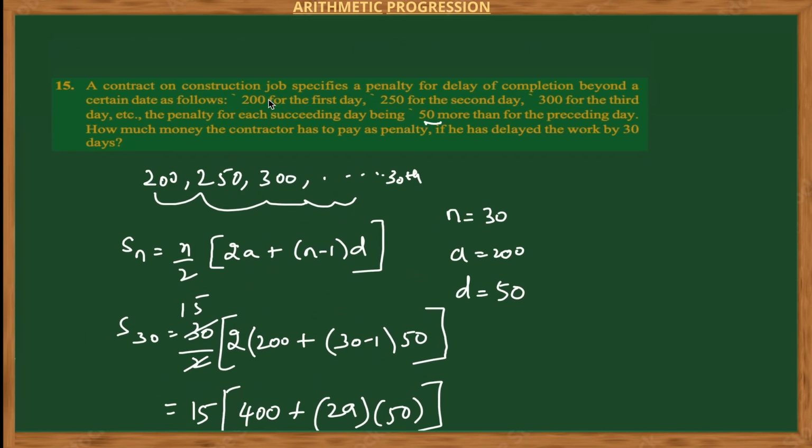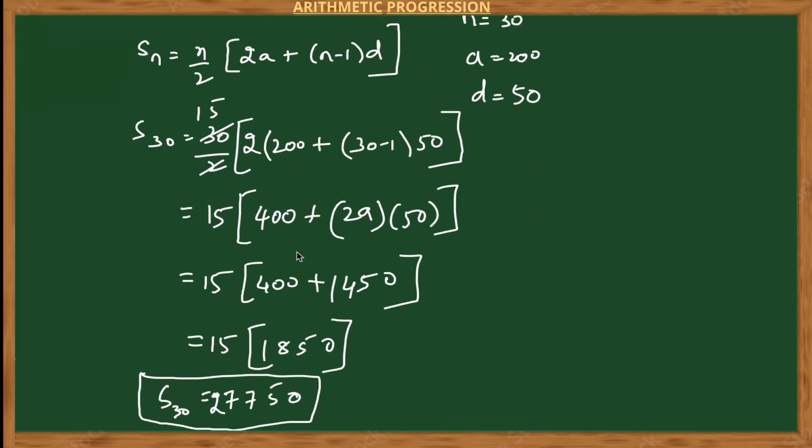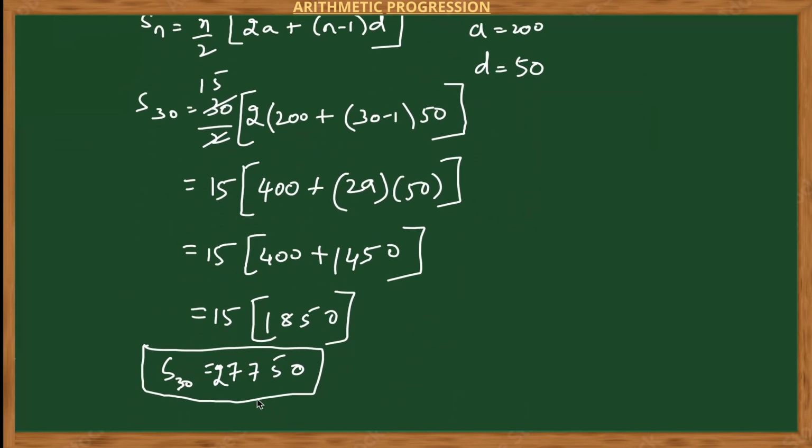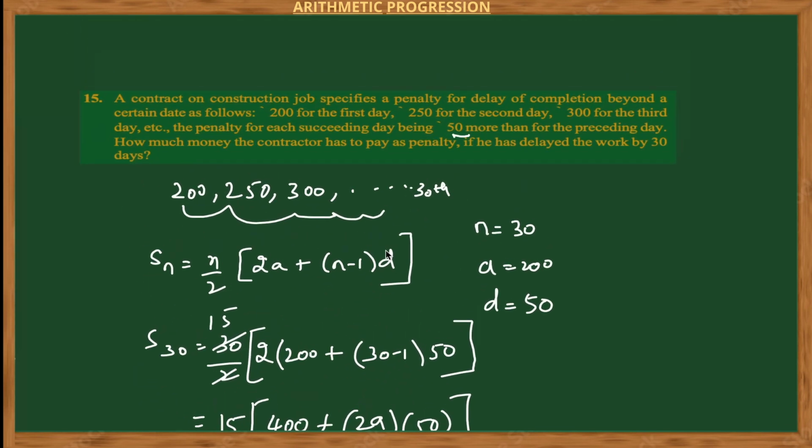So here, by reading this, we know that this is going to form a sequence of 200, and every time there's a 50 increment for the penalty. So we need to see what value it will come on the 30th day. That means for 1 month, if they delay, this is the value they need to give as a penalty for the contractor. Hope this is clear, students. Let's move to the next question.